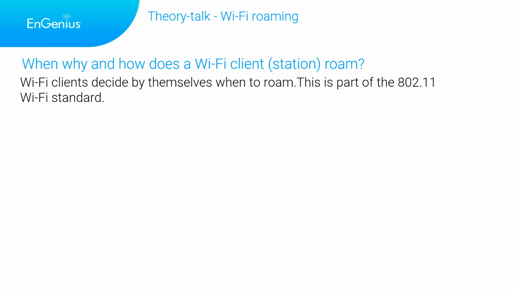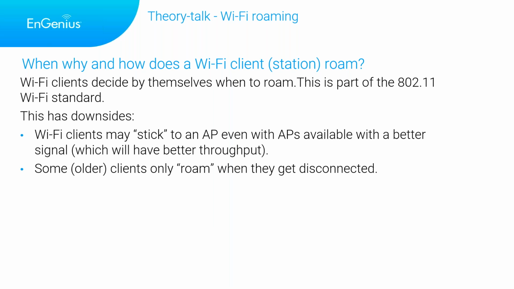Basically, everybody was just thinking about a standalone access point and not even thinking about using multiple access points in any setup. So they didn't think of this, and it left us with this problem that the Wi-Fi clients decide by themselves, and at times it appears to be pretty random when they do and what they do. And that has some downsides. Wi-Fi clients may stick to an access point, even when there are APs available that clearly get the better signal.